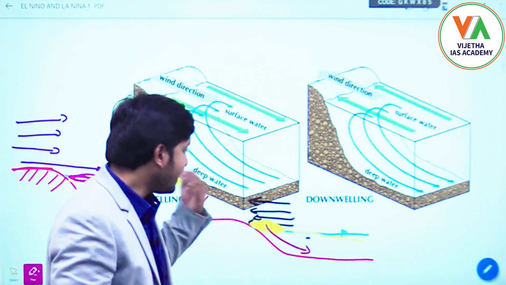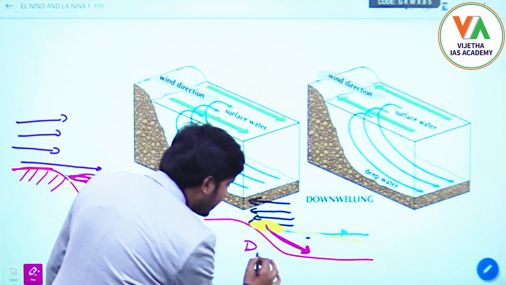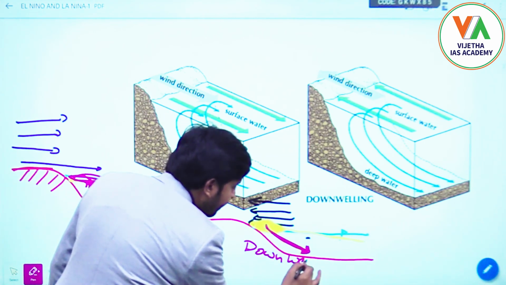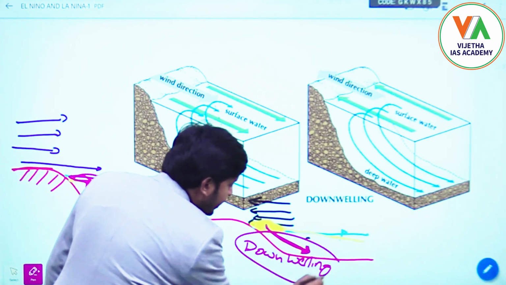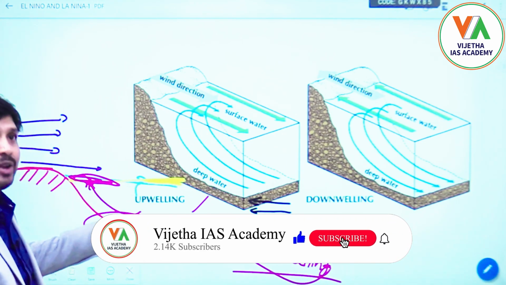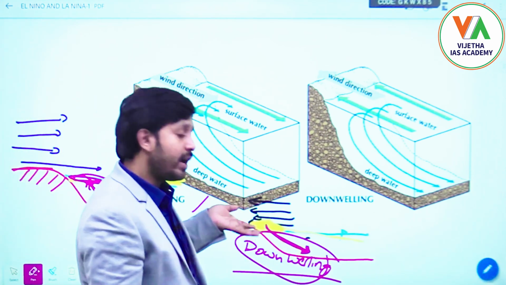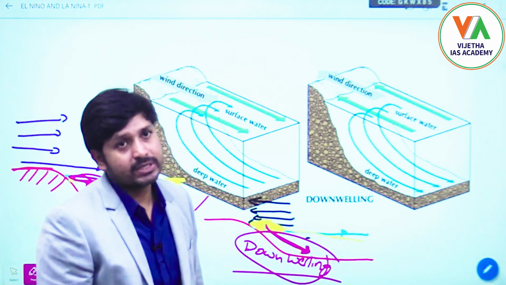And in this process, as water is going down, this is called downwelling. So this is upwelling, where water from the bottom of the ocean will try to come towards the surface, and in downwelling, water from the surface will try to go below the surface of the ocean.